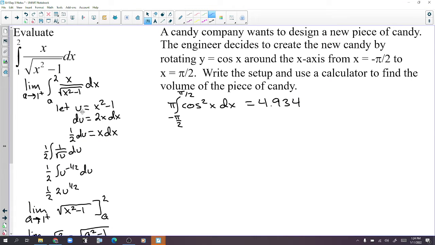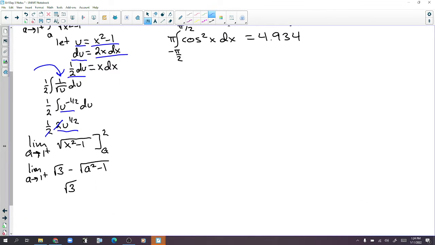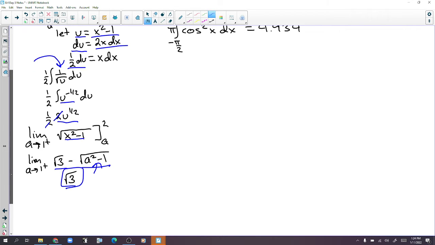This is u substitution. So we make the substitution here, where u is x squared minus 1, 2x, divide over. We end up with integrating 1 over square root of u. That's u to the negative 1/2. That's 2u to the 1/2. And those cancel out. You end up with the square root of u, or the square root of x squared minus 1. Plug the 2 in, plug the a in. A is going to 1. So we have 1 minus 1. That piece is 0. So it ends up being square root of 3.